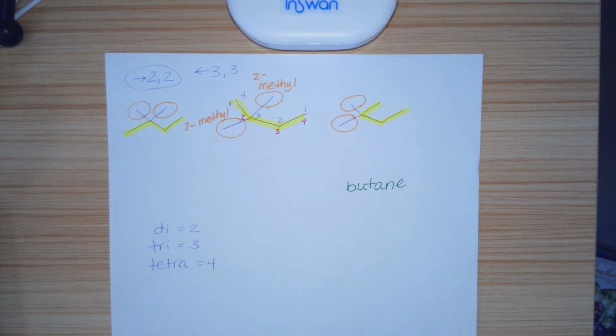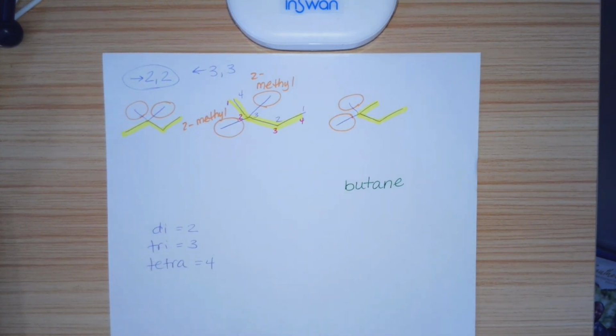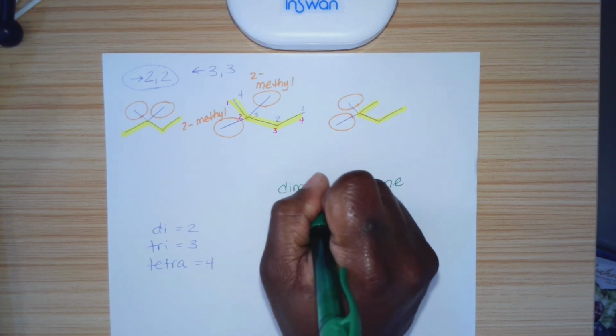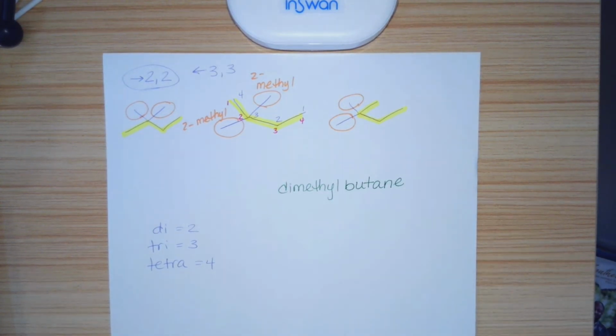So if you have 2 of the same, di, whatever it is. 3 of the same, tri, whatever it is. 4 of the same, tetra, whatever it is. In this case, we have 2 methyl groups. So instead of saying 2-methyl, we're going to call that dimethyl. So dimethyl indicates that we have 2 methyl groups.